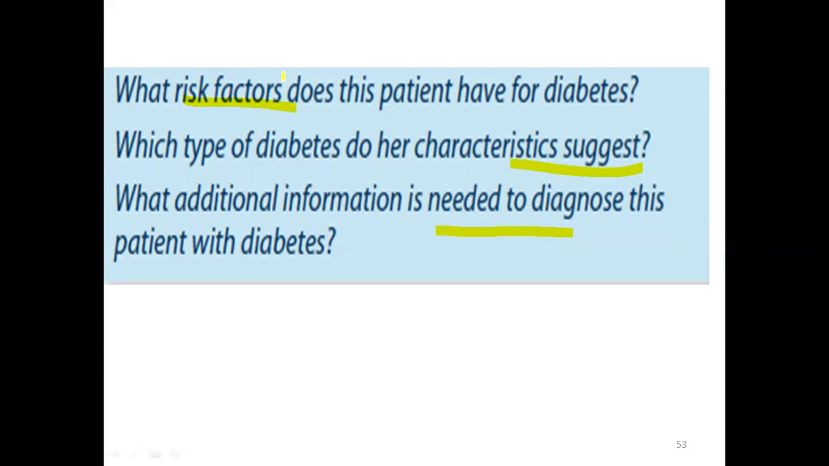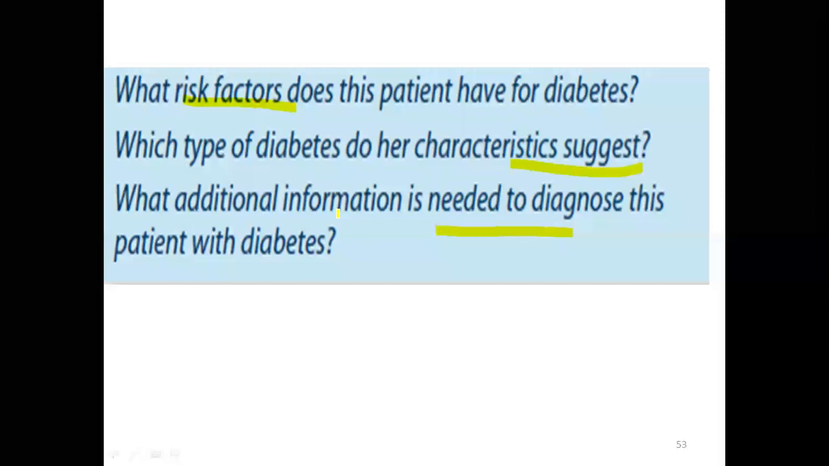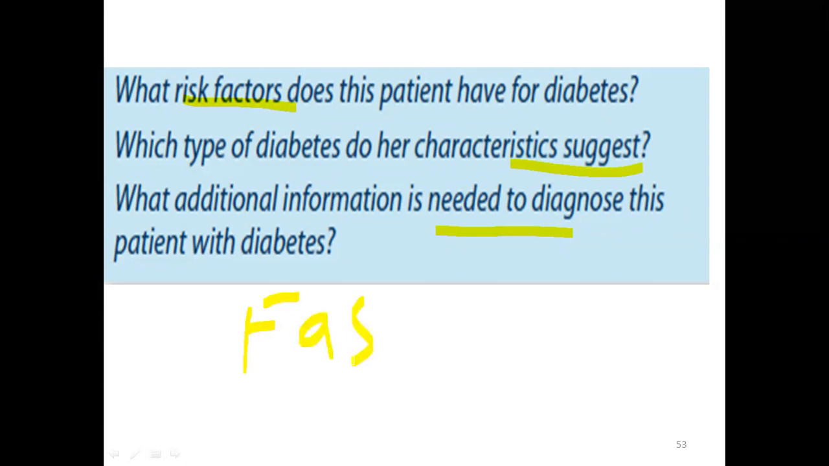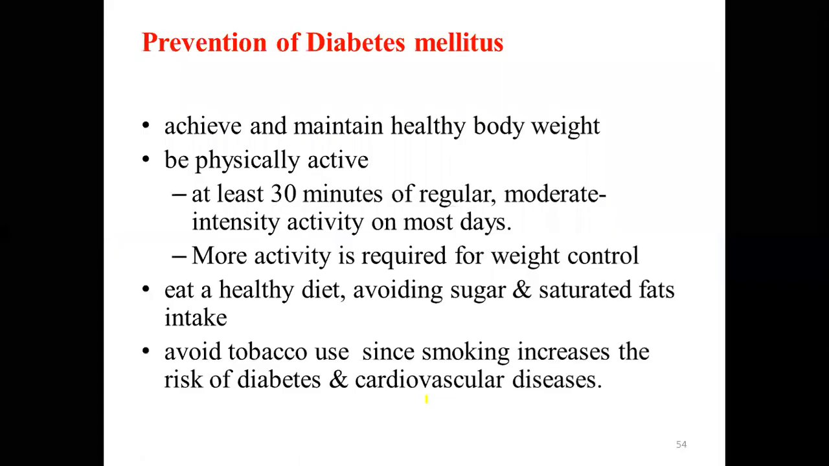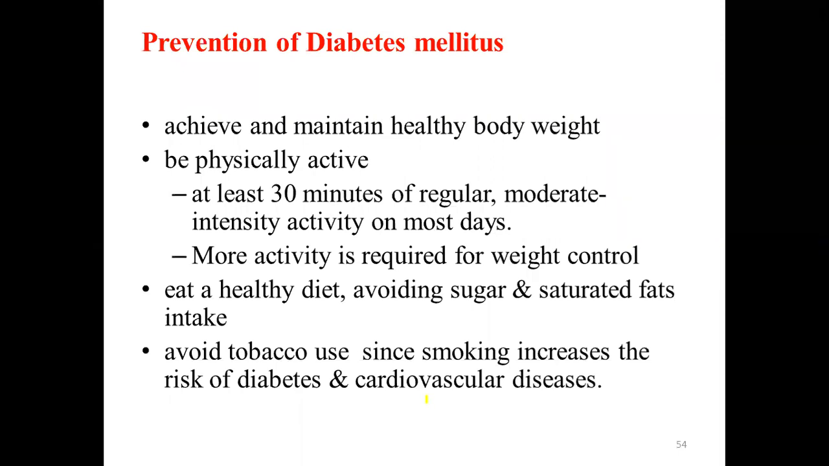What additional information do we need from her to diagnose? Fasting blood sugar. Yes. The OGTT result and the fasting sugar level should be obtained to make the diagnosis. Clinically, the patient is highly suggestive of gestational DM, but we need to get those results to make a conclusive diagnosis of gestational DM.